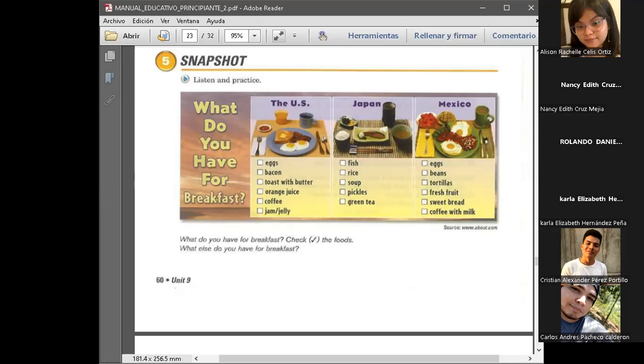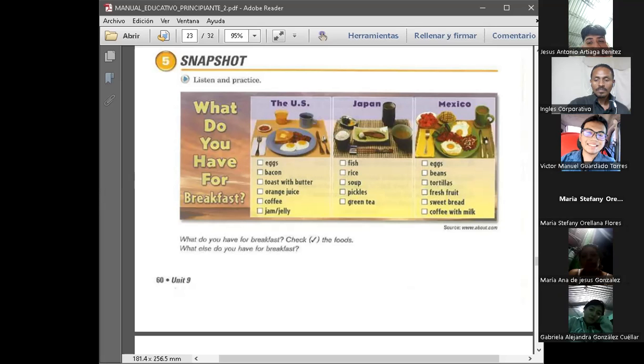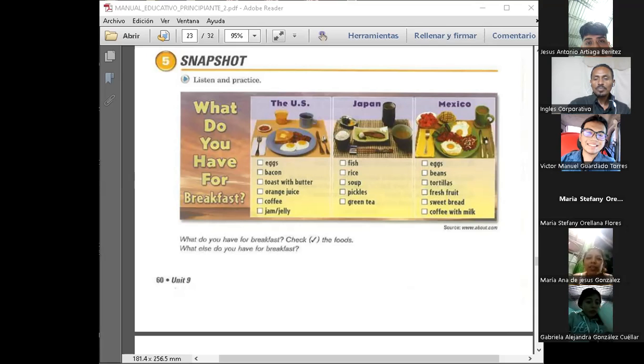I breakfast beans with two egg and coffee, two bananas fried. I don't know how to say plátano frito. Fried bananas. Fried bananas and cheese. Okay, cool. Nice. More? Someone else? More volunteers? The question is, what do you have for breakfast?